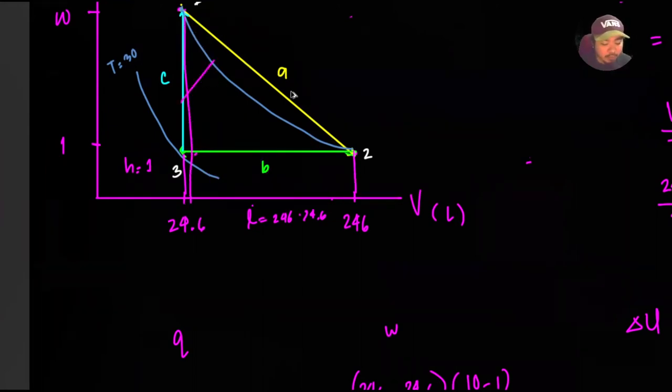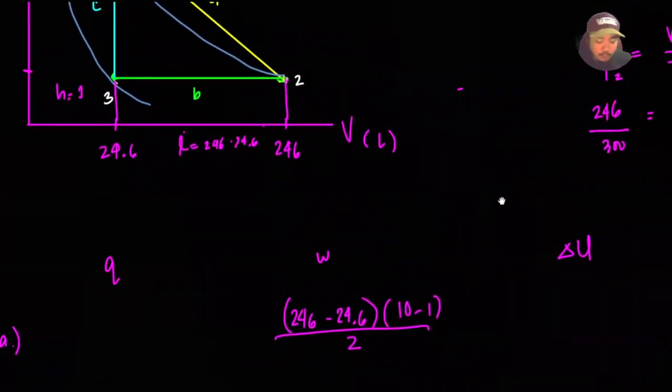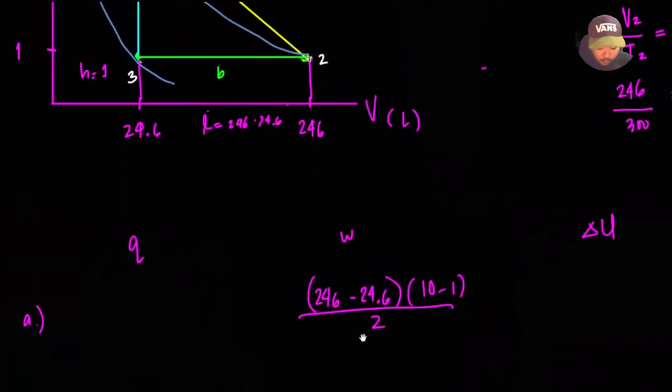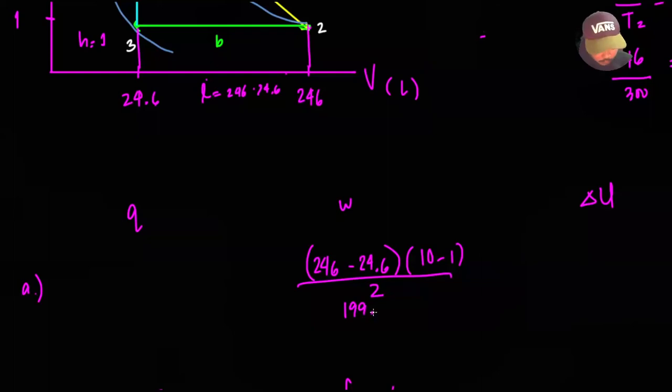Kasi it's a curve, no? Pero since ito, triangles lang naman to, we can compute it, no? So, compute muna natin yung first, 24.6 minus 24.6 times 9 gives us 1.99. This is 1.99 liter atmospheres pa lang to, no? So mamaya natin i-convert. Liter atmospheres pa lang to.